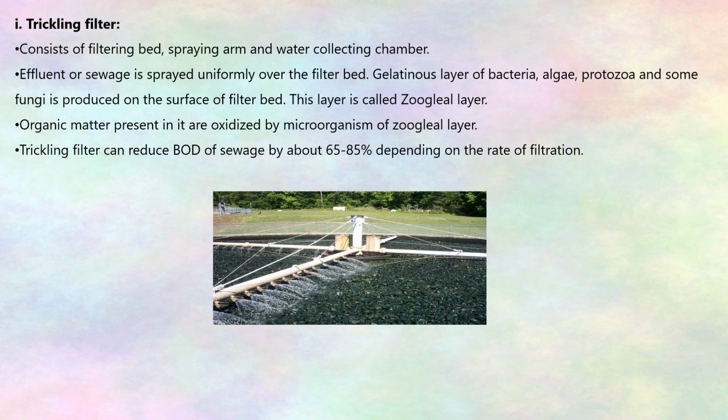A trickling filter can reduce the biological oxygen demand of sewage by about 65 to 85%, depending on the rate of filtration.